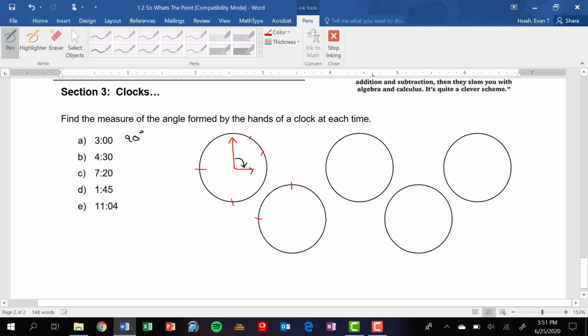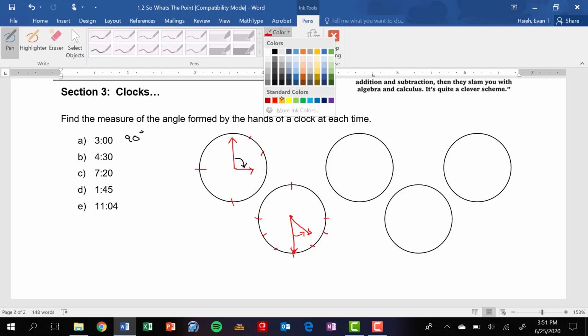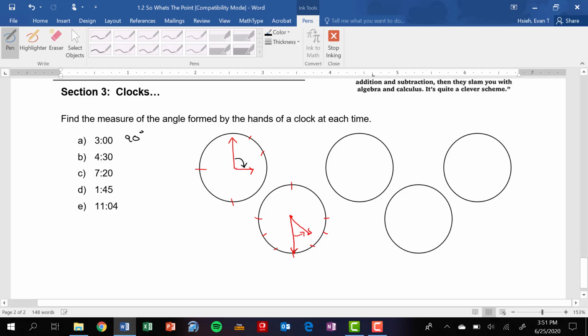So kind of drawing this out. It's going to be past the 4, so the little hand's going to be past the 4. The big hand's going to be at the 6. That's what 4:30 looks like. And then you have to ask yourself, if you're looking for this angle here, how much are each of these little 5-minute increments?